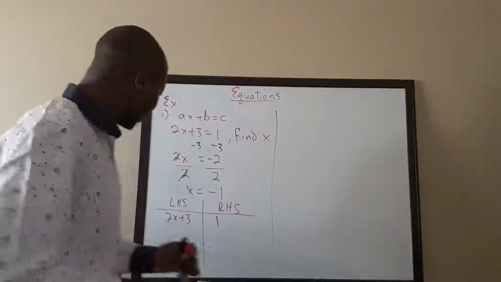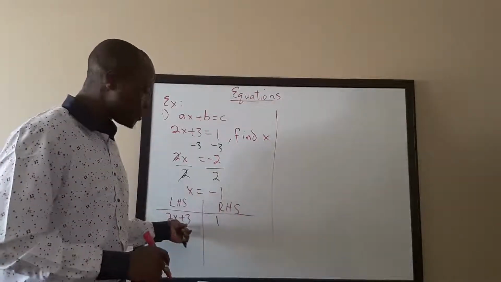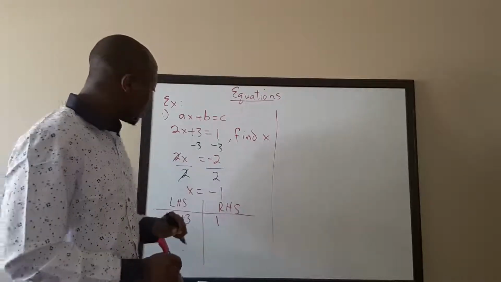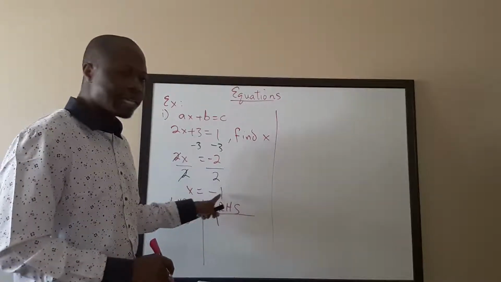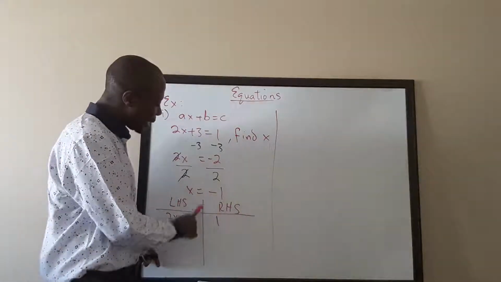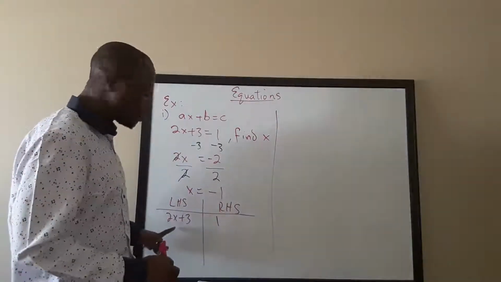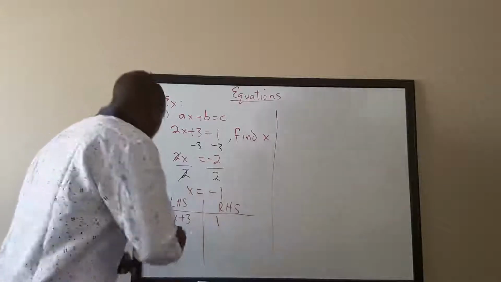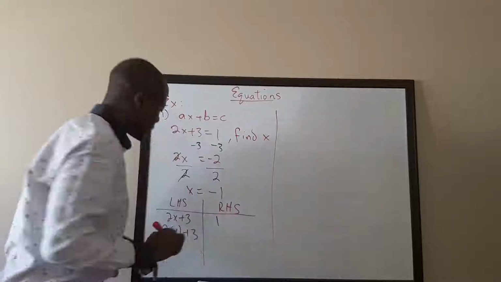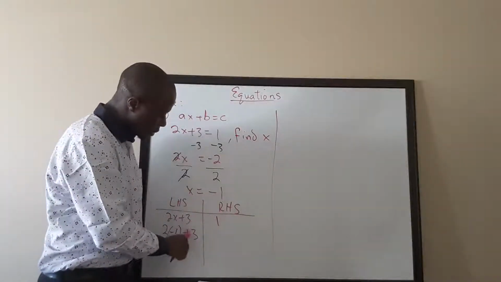Alright, so left hand side, right hand side. 2x plus 3 on the left hand side, 1 on the right hand side. X is negative 1. So anywhere we see x here, we replace by minus 1. So I'm going to come here, I'm going to replace x here by minus 1. So it's going to be 2 times minus 1 plus 3. So 2 times negative 1 plus 3.